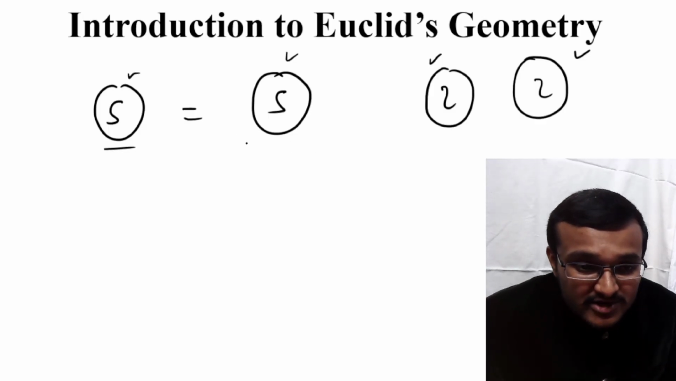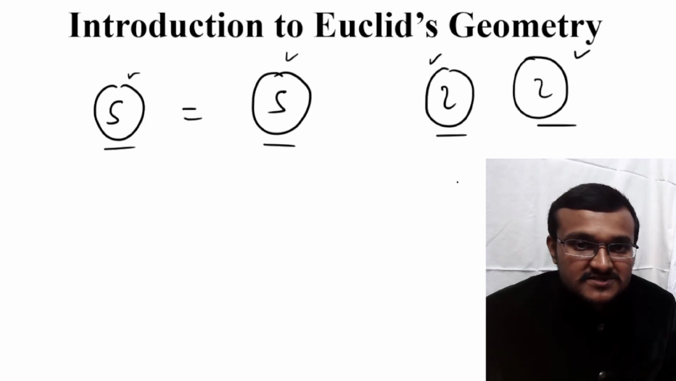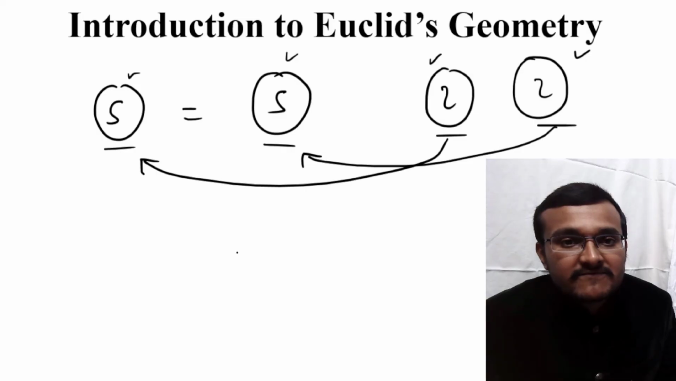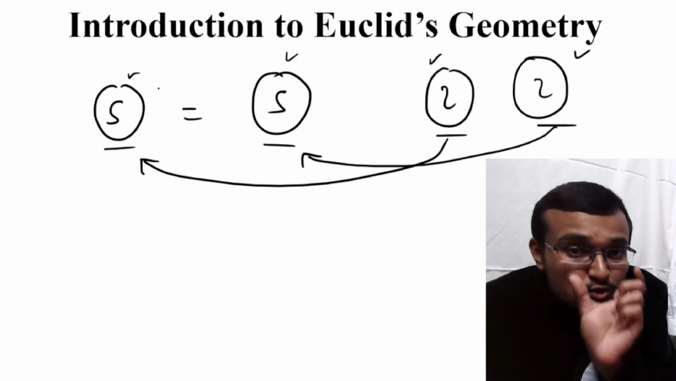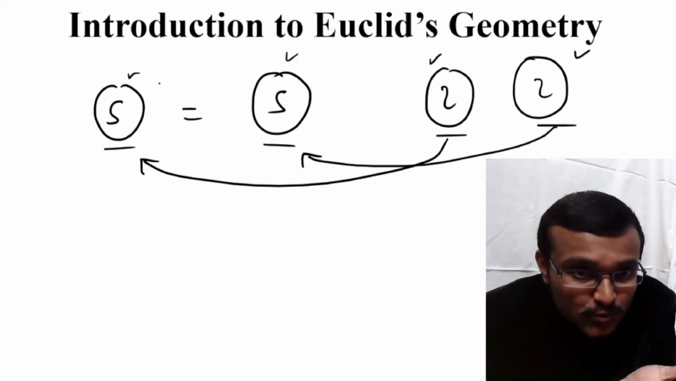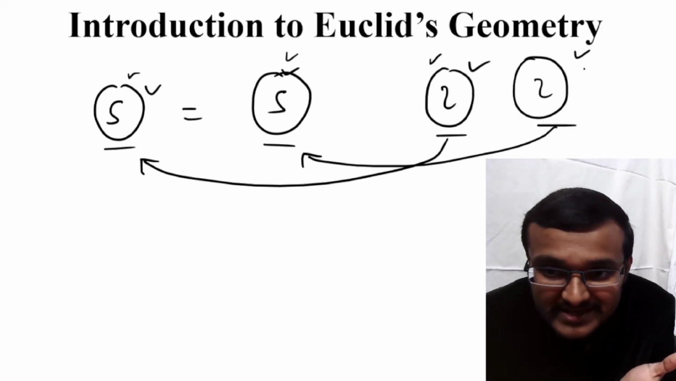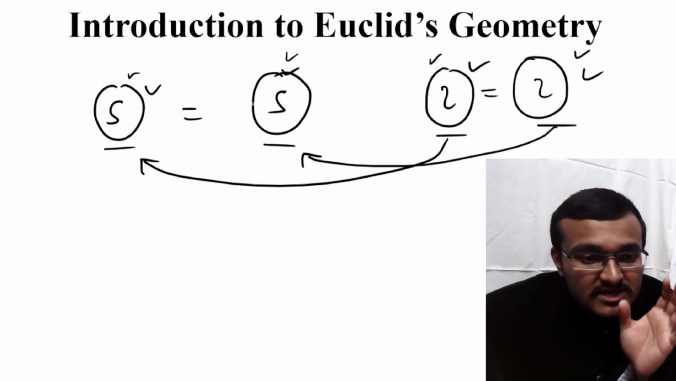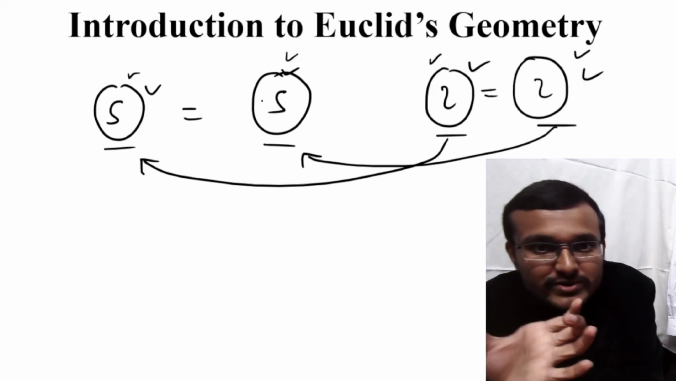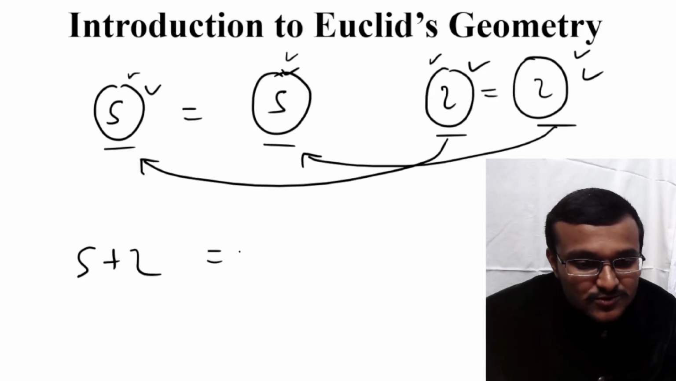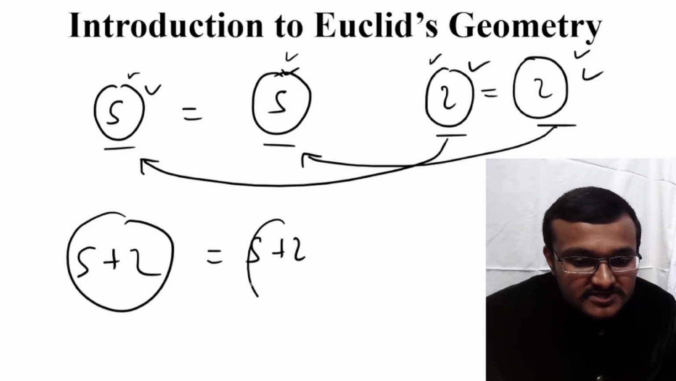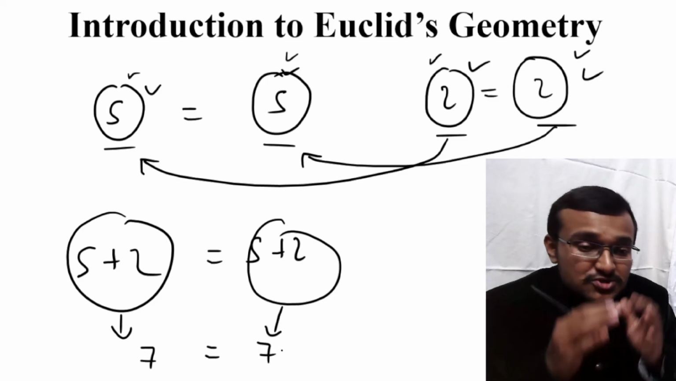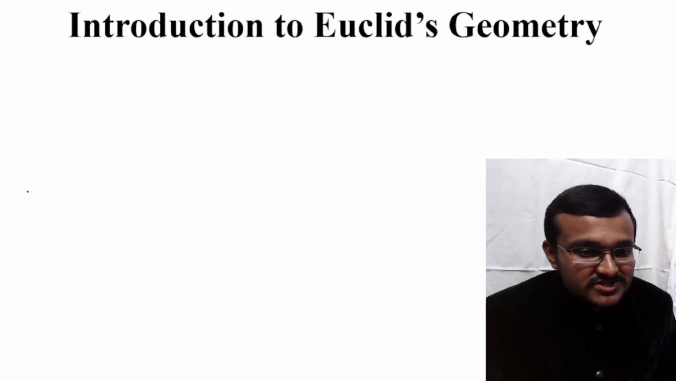For these equals, this 2 you add to phi and this 2 you also add to the other phi. So here equals are added to equals. 2 and 2 are equal to each other, phi and phi are equal to each other, and these two equals are added to another two equals. That becomes phi plus 2 is equal to phi plus 2. Then the wholes are again equal to each other, that is 7 is equal to 7. That is what axiom 2 states.